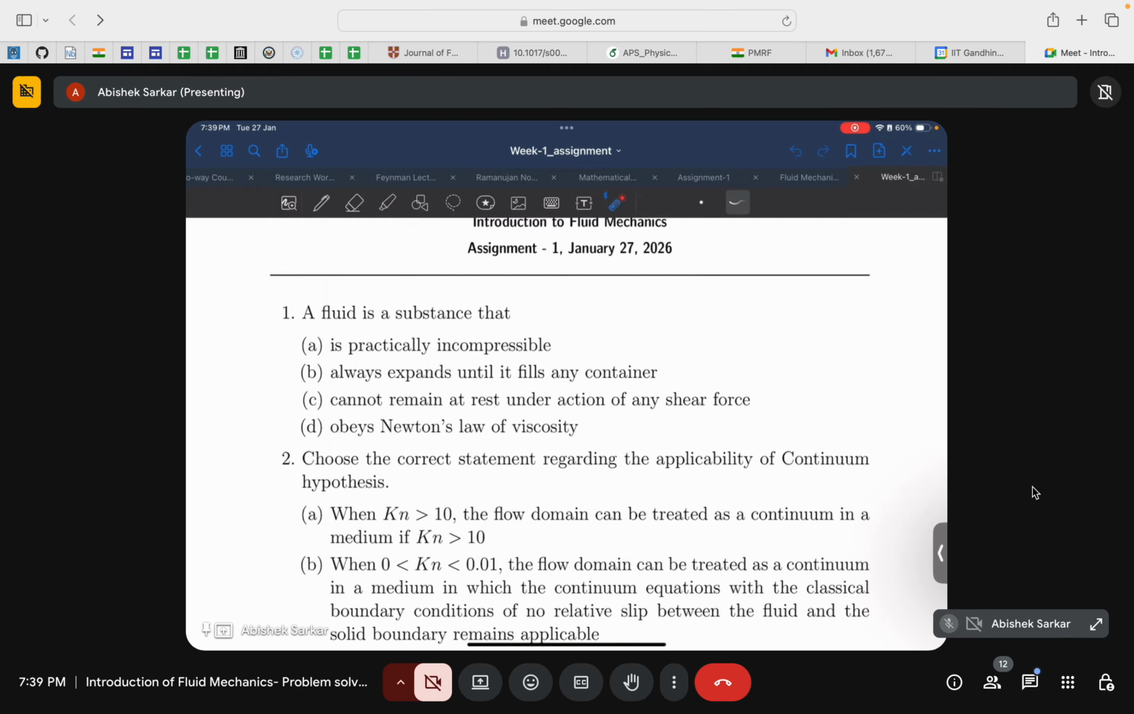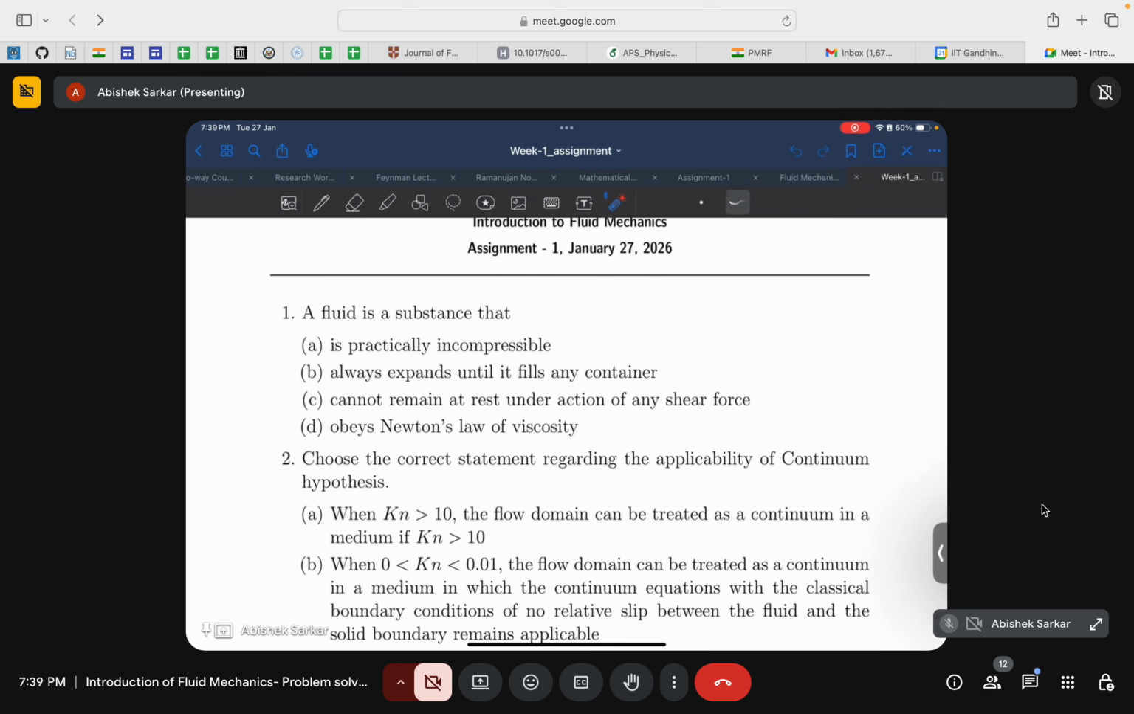For question 1, a fluid is a substance that: A, is practically incompressible; B, always expands until it fills any container; C, cannot remain at rest under action of any shear force; or D, obeys Newton's law of viscosity. Which of the options is the most appropriate for the definition of fluid?